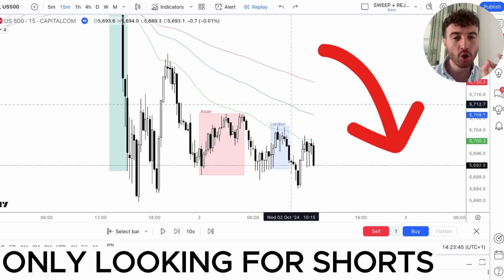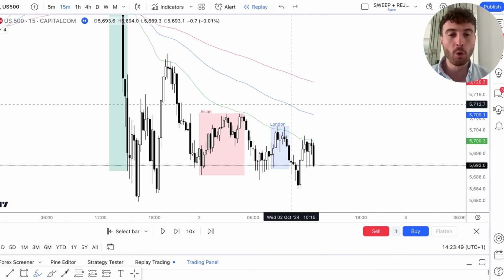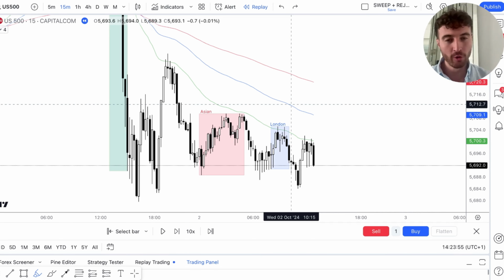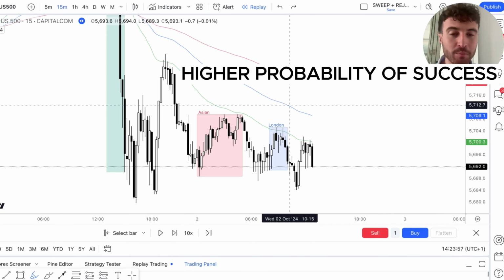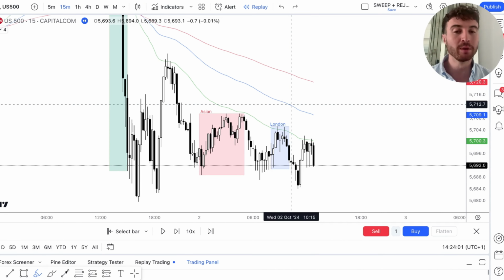Therefore, we are only looking for shorts on this market. If you're looking for longs, you are essentially looking for a counter trend play. However, I personally like to follow the trend because there is a higher probability of success and there's more chance that your trade is going to be profitable.